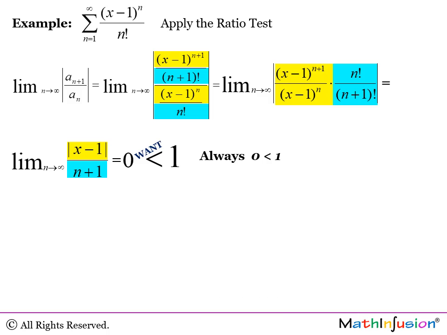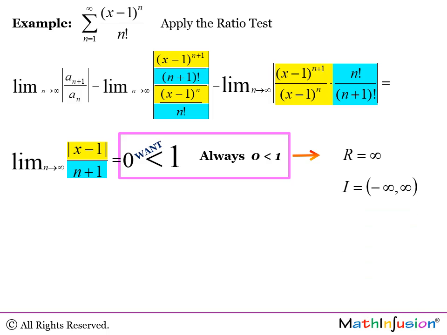We can observe that this is always true, because 0 is always less than 1. We didn't use any information about the x's. It means that we can take any x that we like. So R is now going to be infinity. And the interval of convergence is just the set of all real numbers, which is the interval negative infinity to infinity. In this case, the series absolutely converges for all x's.